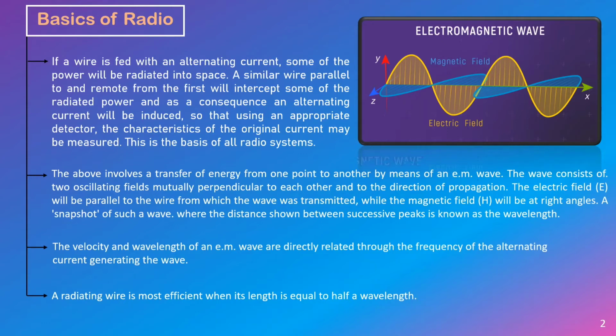The above involves a transfer of energy from one point to another by means of an EM wave. The wave consists of two oscillating fields mutually perpendicular to each other and to the direction of propagation. The electric field E will be parallel to the wire from which the wave was transmitted, while the magnetic field H will be at right angles. In a snapshot of such a wave, the distance shown between successive peaks is known as wavelength. The velocity and wavelength of an EM wave are directly related to the frequency of the alternating current generating the wave. A radiating wire is most efficient when its length is equal to half of the wavelength.